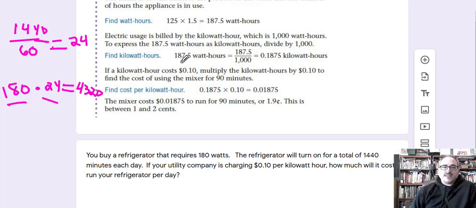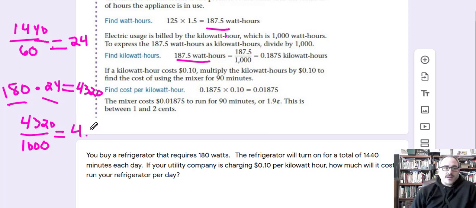I then take the watt hours like I found over here. Remember? And then we're going to divide it by 1,000. 4,320 divided by 1,000. Alexa, what's 4,320 divided by 1,000? 4,320 divided by 1,000 is 4.32. 4.32. So what did we just find? We just found the kilowatt hours, right? Just like we took the watt hours divided by 1,000 to find the kilowatt hours over here, we're doing the exact same thing. Here's the watt hours. Dividing by 1,000 gives us the kilowatt hours.